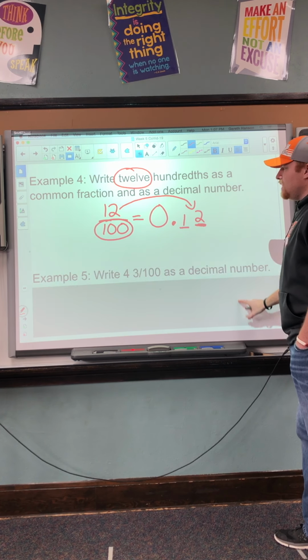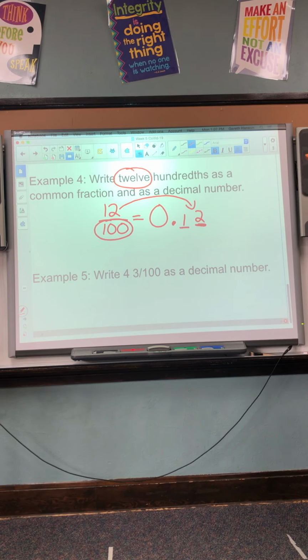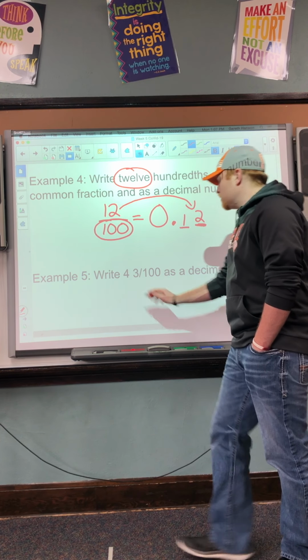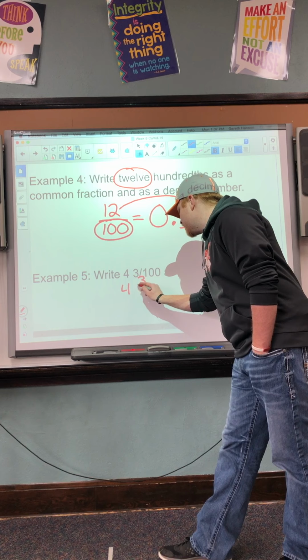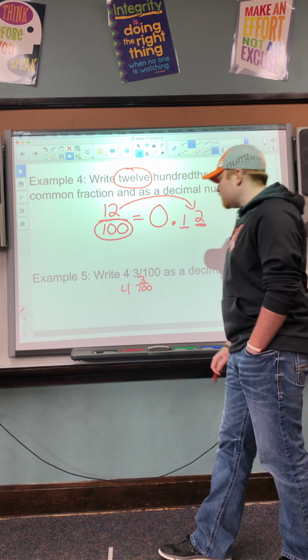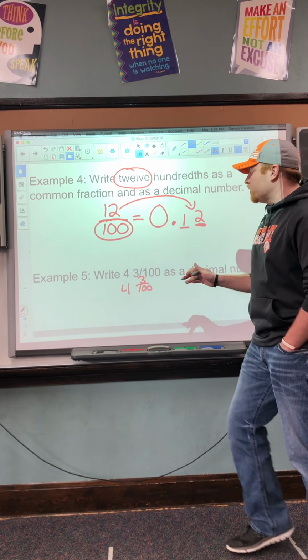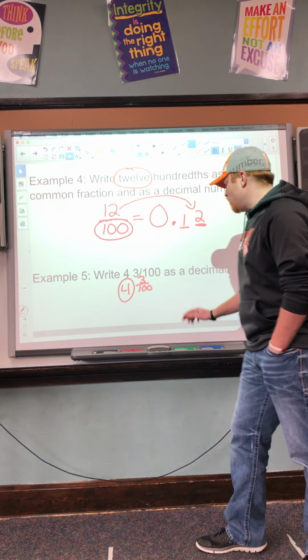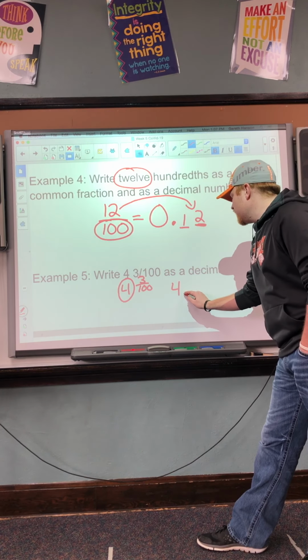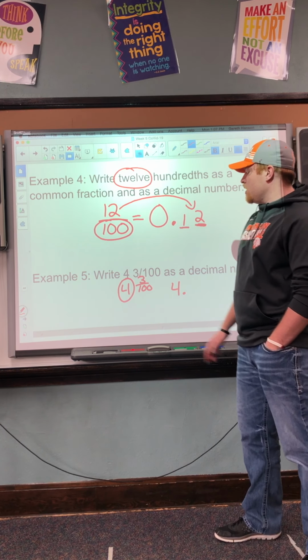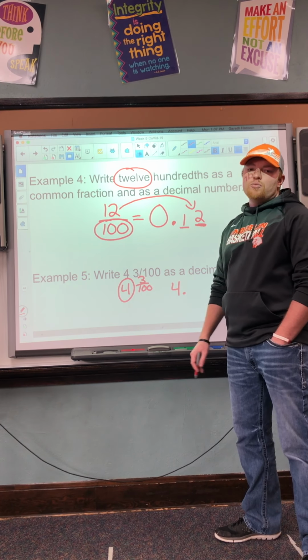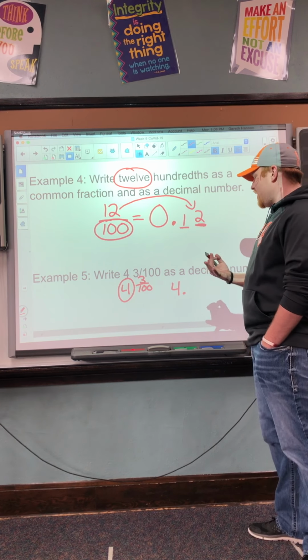All right? And then example 5, write 4 and 3/100ths as a decimal number, okay? So for a fraction or a mixed number, it would be written like this. First you look at the whole number. Is there a whole number? Yes, there is. There's 4, so that's your whole number. Then you put your decimal point. Now you look at the numerator. What's the numerator? It's 3, okay?